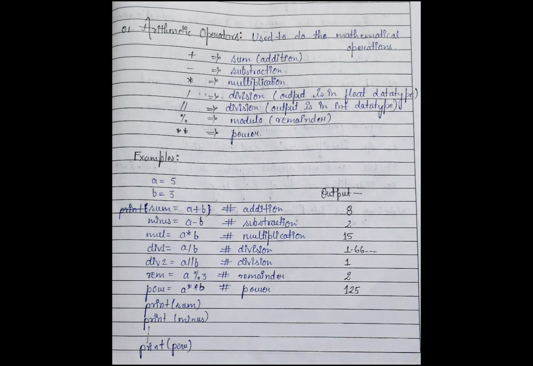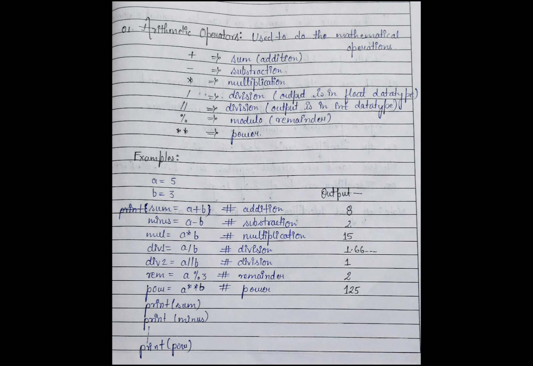If we use a single forward slash, then the output will be in the float data type. And if we use a double forward slash, then the output will be in the integer data type. Both result in division, but the output formats, or we can say the data types, are different.